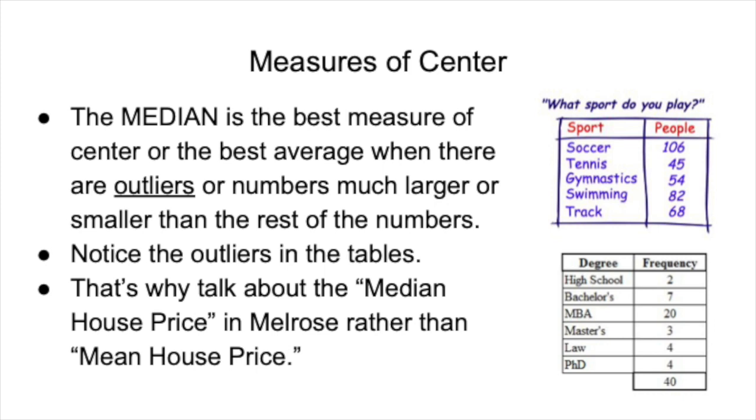The median is the best measure of center, or the best average, when there are outliers, or numbers that are much larger or much smaller than the rest of the numbers. Notice the outliers in these tables. You'll notice the number of soccer players is far above some of the other values. And the number of people who have an MBA is much higher than the number of people who have other types of degrees. That's why we talk about a median house price in Melrose rather than a mean house price, because the prices of houses vary so much.